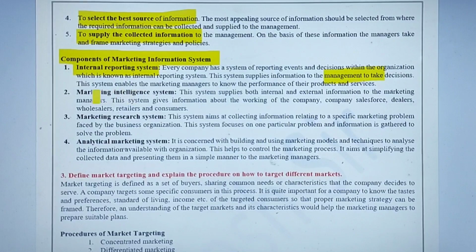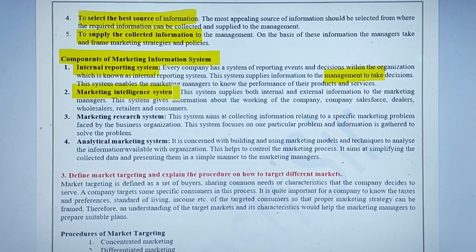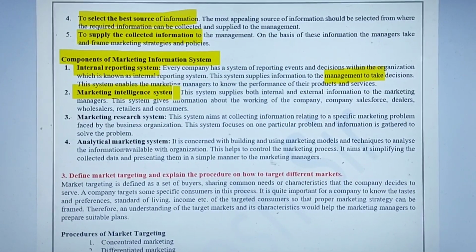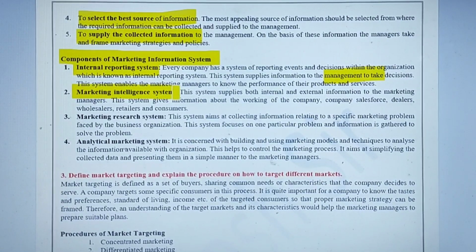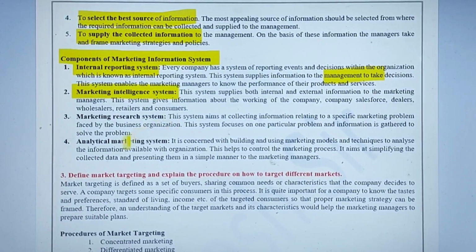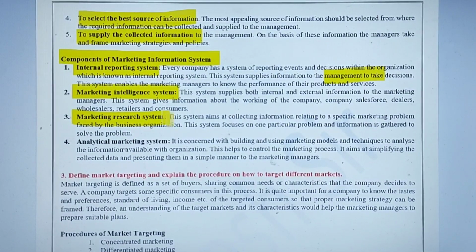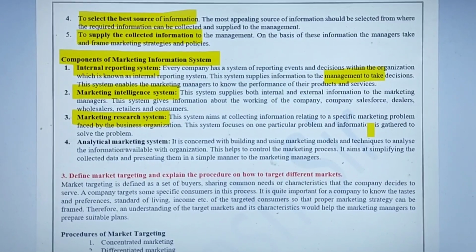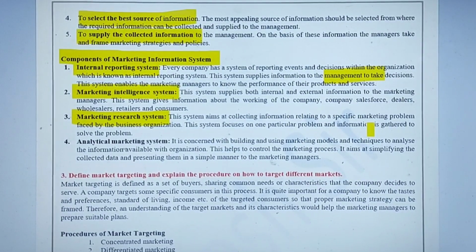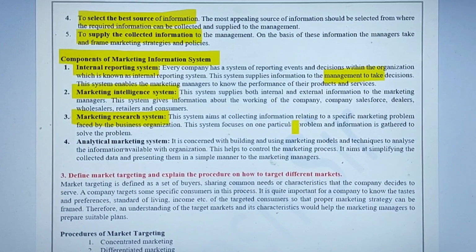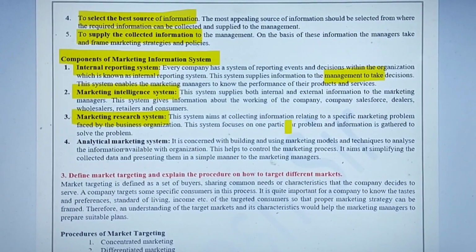The second component is the marketing intelligence system. This intelligence system comprises different dealers, salesmen and customers, from where the marketing manager can collect information. The third component is the marketing research system. This system aims at collecting information relating to a specific marketing problem. The marketing manager does research in the market to collect information, and there are various types of research that he can do, and then accordingly he will supply the information to the top management.